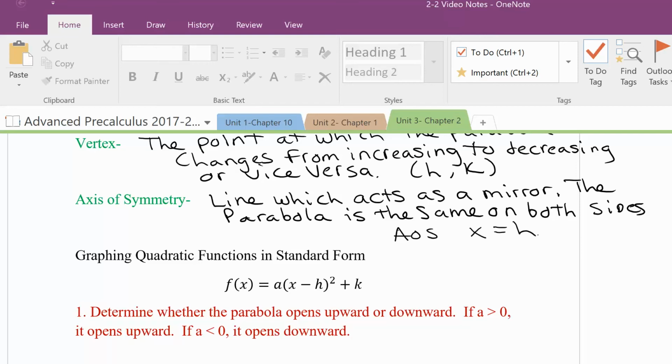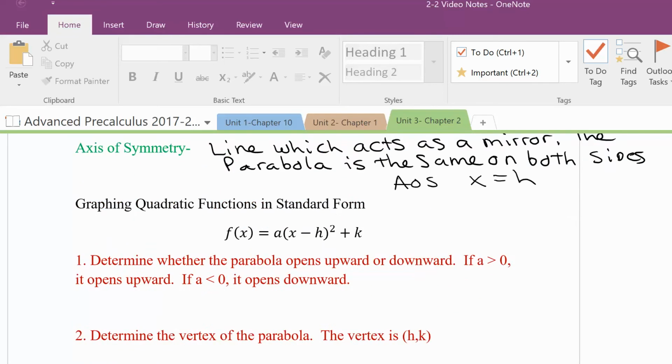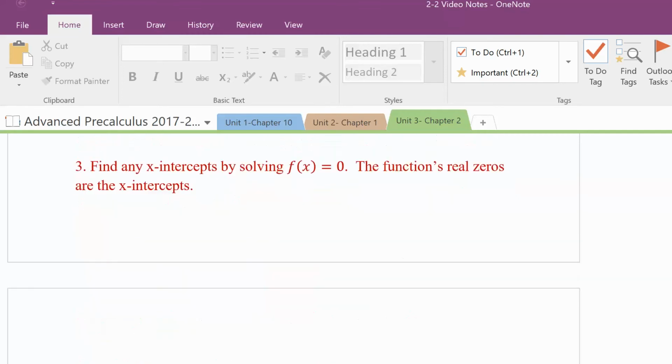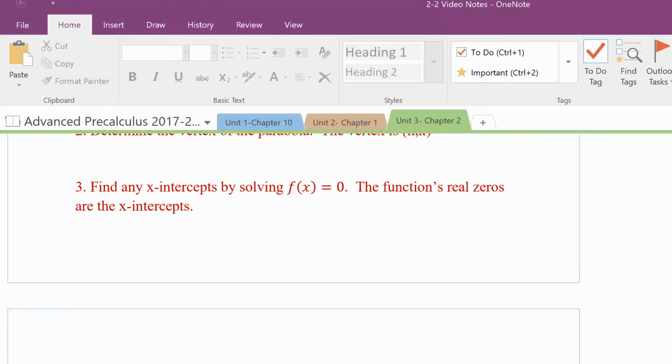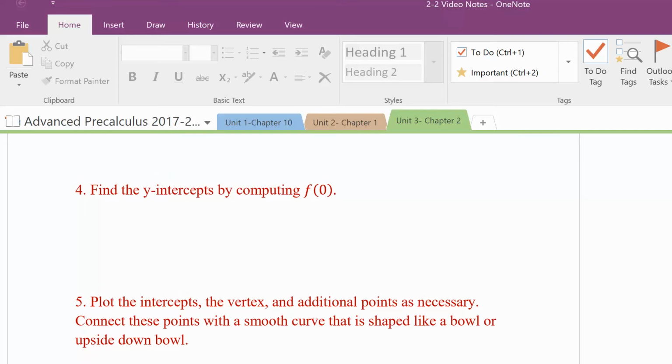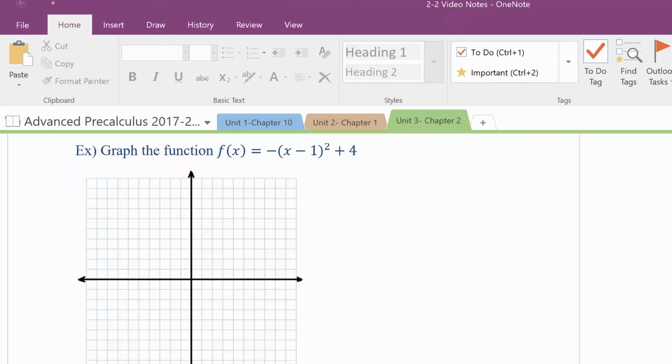So in standard form, as I showed you, f of x equals a times x minus h squared plus k. The first thing we're always going to do is determine whether the parabola opens upward or downward. Then you determine the vertex of the parabola. Then you find the x-intercepts by setting it equal to 0. And then the y-intercepts by computing f of 0. And then we're going to plot all that.